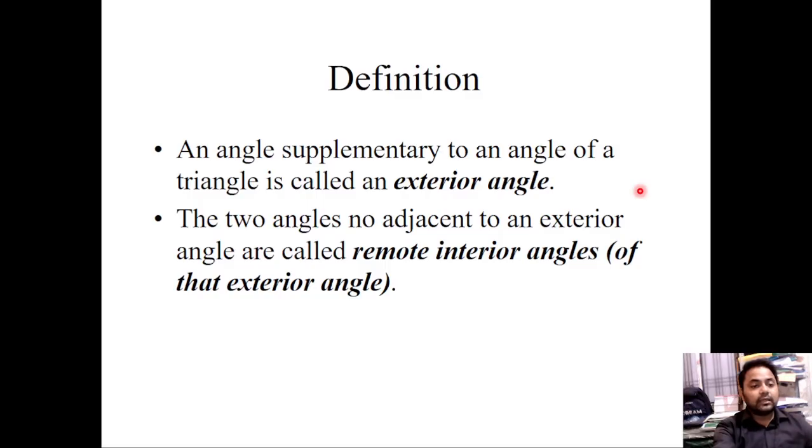An angle supplementary to an angle of a triangle is called an exterior angle. The 2 angles not adjacent to an exterior angle are called the remote interior angles of that exterior angle.